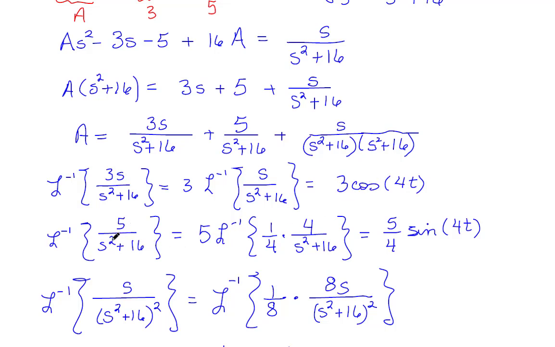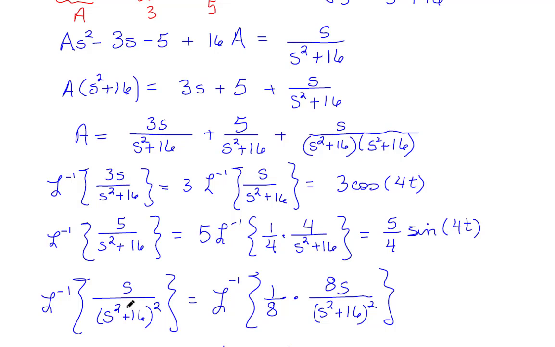For the 5 over s squared plus 16, well, let's see. I pull the 5 out. This is a 4 squared. I need a 4 on the top, so I don't change anything; I divide by 1/4. And so I get 5/4 sine of 4t.